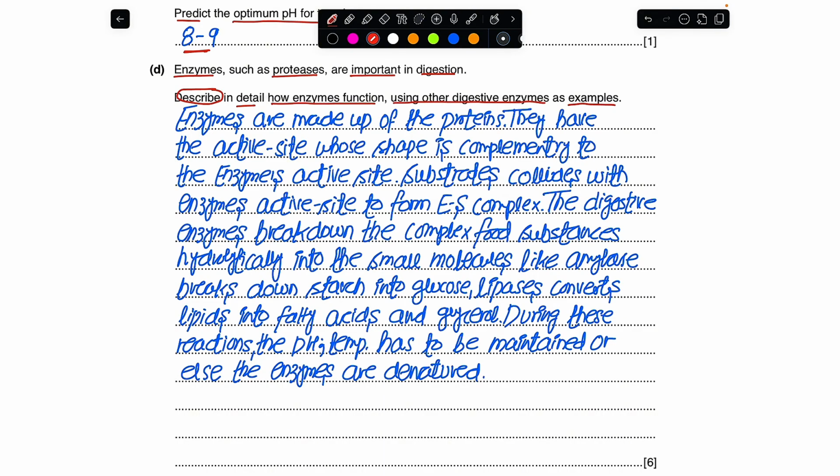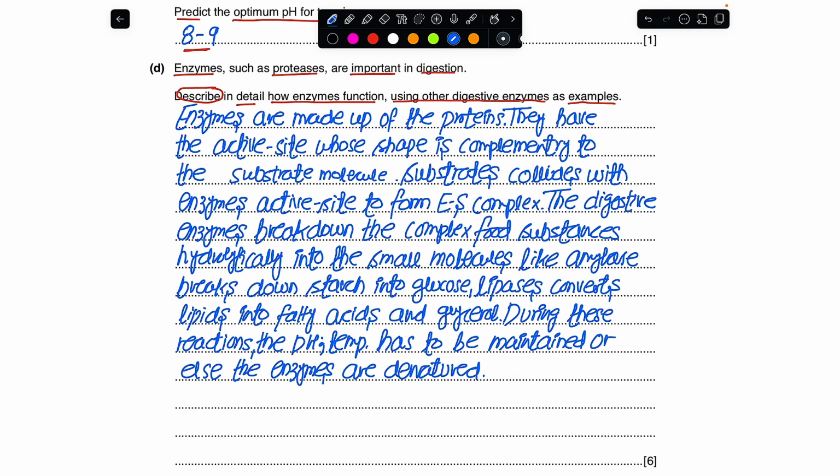Other than that, we need to quote the enzymes that would be working in our digestive system as digestive enzymes. Since the marks are 6, we need to describe to our examiner a total of 6 points. So how the answer should go is that we would initially tell him that enzymes are made up of protein, because the first part of the question is about how the enzymes function, and then we have to quote some examples. So we would say that enzymes are made up of protein, and that they have the shape of their active site, which is complementary to the substrate that would fit here and make the enzyme substrate complex.